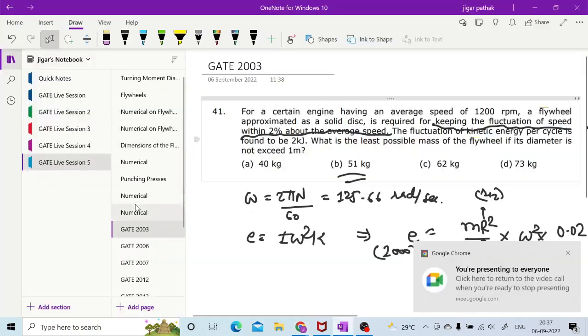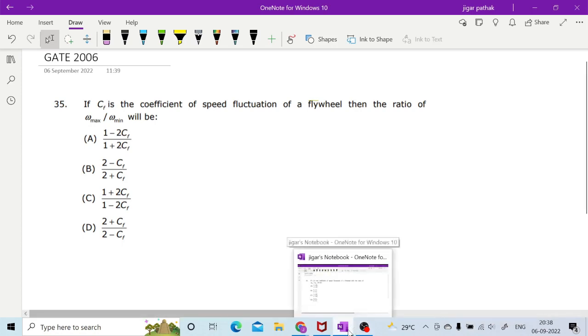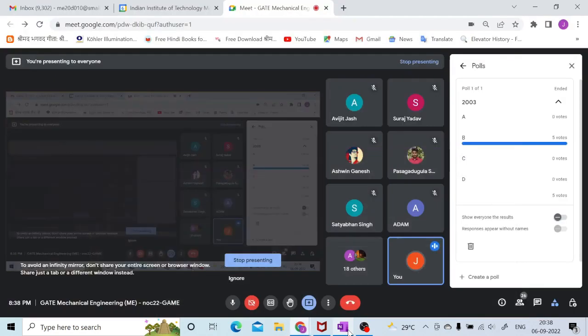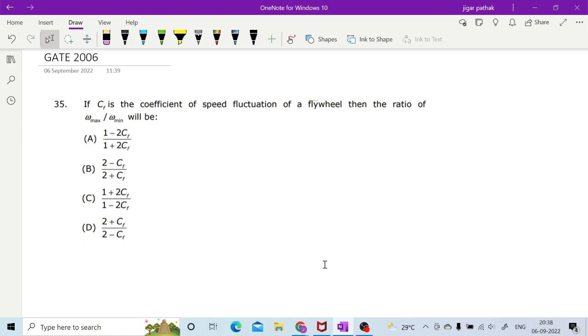So here, if CF is the coefficient of speed fluctuation of a flywheel, then the ratio of omega max minus omega mean. Can you try and write your answer in the chat box only, whatever A, B, C, D you are getting? Can everyone try? Please try and type your answer in the chat box.